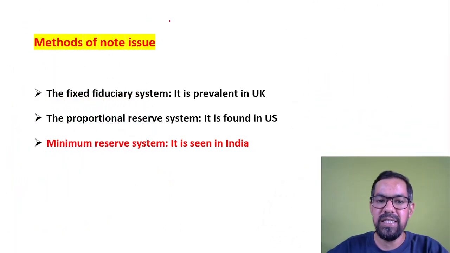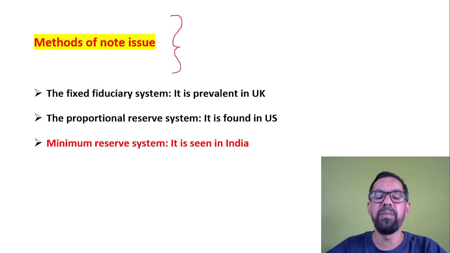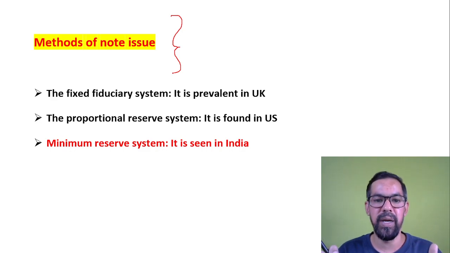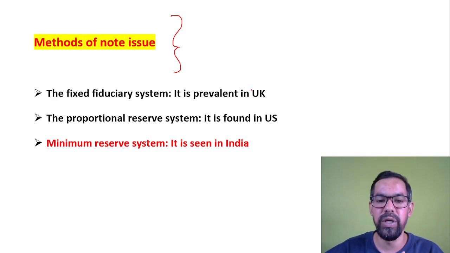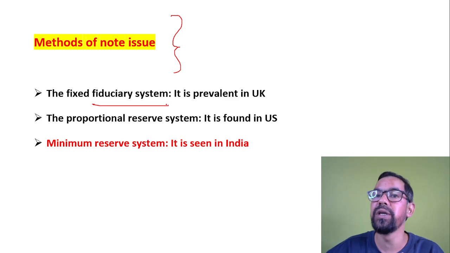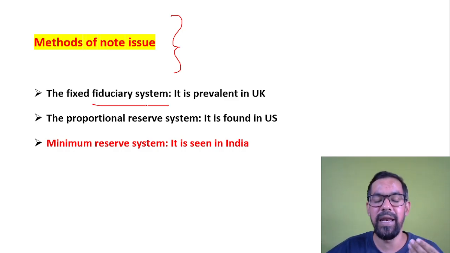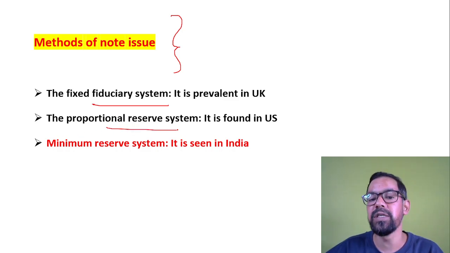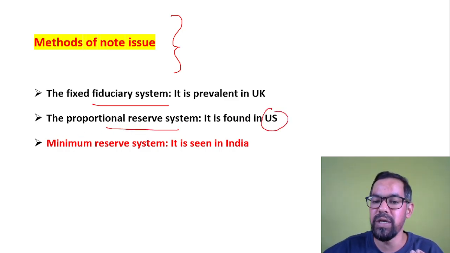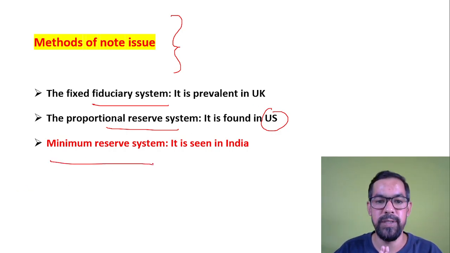Now, the next thing we are going to talk about is the method of note issue. Every country uses a different method when they print new currency in their economy. If you talk about the UK, it is the fixed fiduciary system that is generally used by the UK and some other European countries as well. The proportional reserve system is generally used by the USA. Similarly, in India, we have a minimum reserve system, which is also known as MRS.